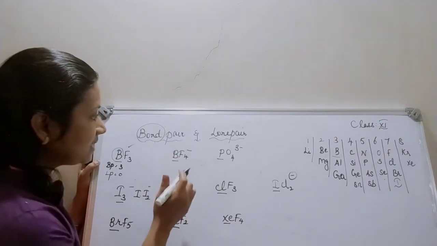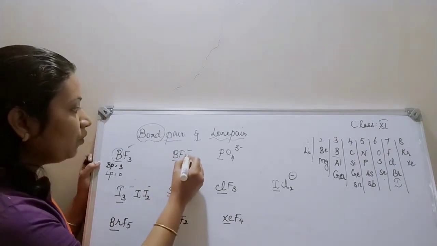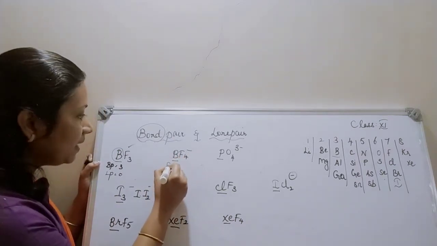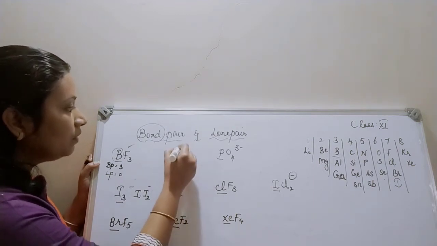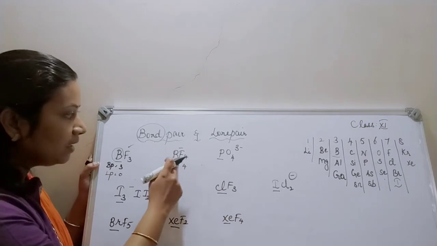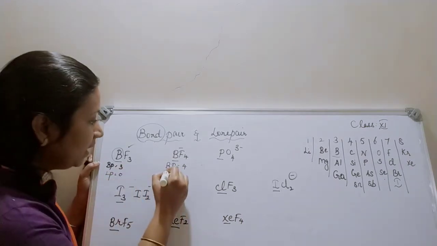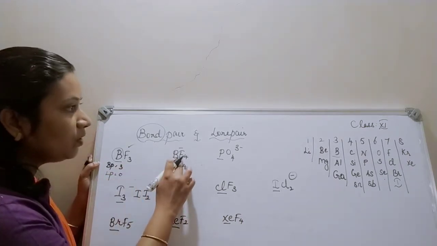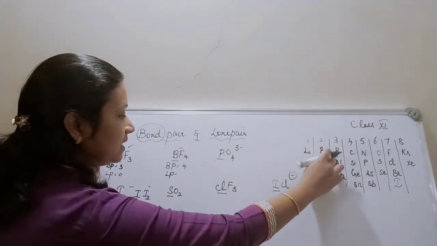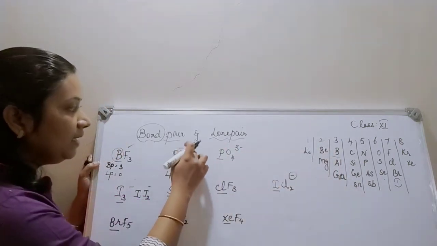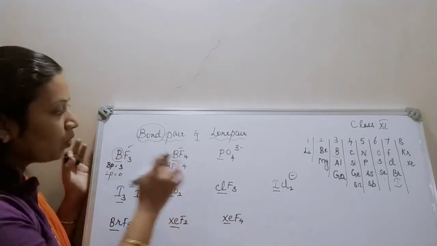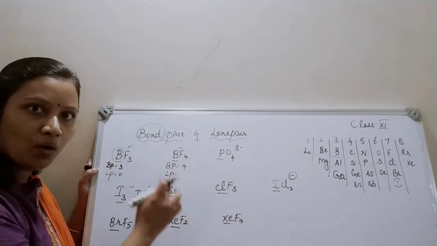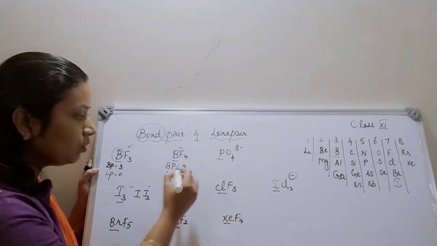Next, in this example, BF4 minus. How many bonded pairs? There are 4 fluorine atoms bonded to boron. Now what is the lone pair? As I have already told you, boron's valency is 3. With the minus charge, 3 plus 1, so it is 4. Out of 4 hands, all 4 are involved in forming bonds with 4 fluorine atoms. So here the lone pair is 0.